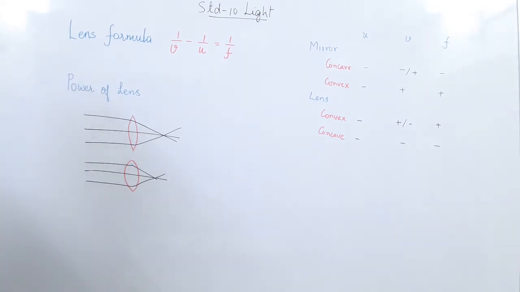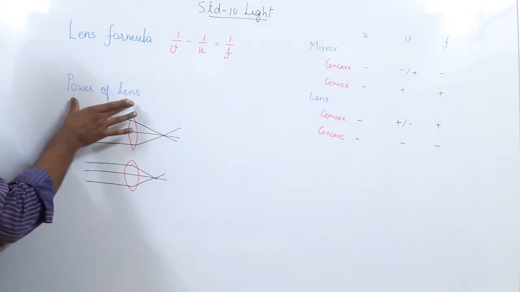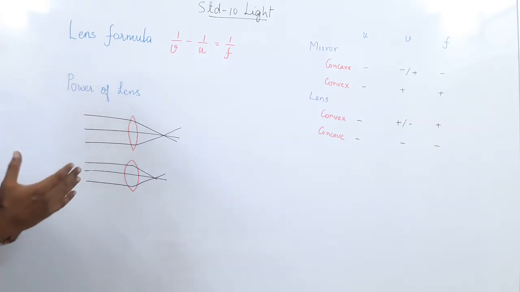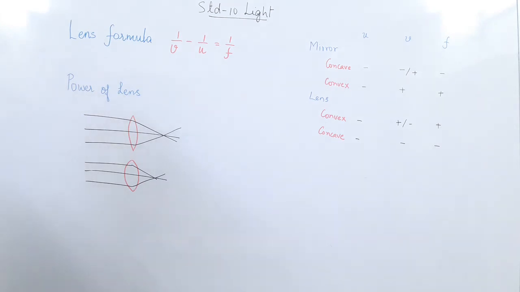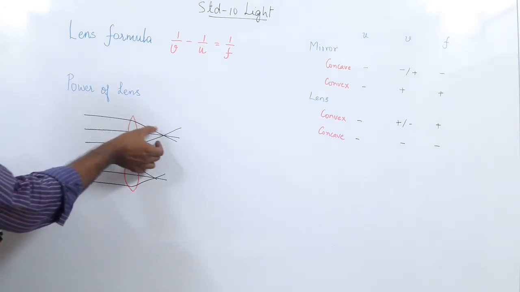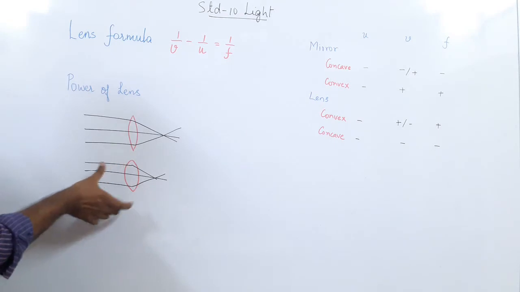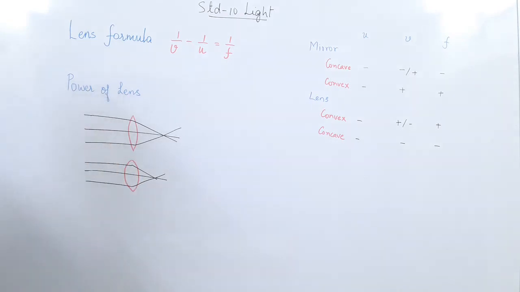So power of a lens is actually how much it can bend the light. Higher the power of the lens means higher it can bend the light. So a thicker lens has got more power. A thinner lens has got less power. A thinner lens will bend the light but very little, so they converge at a larger distance. A thicker lens will bend it faster. So more the thickness, more is the power.